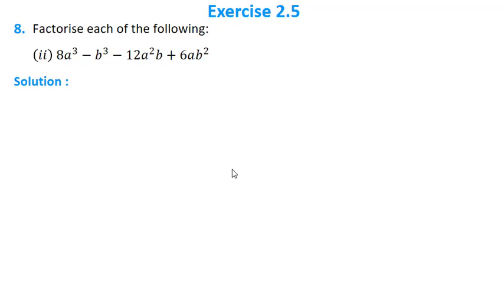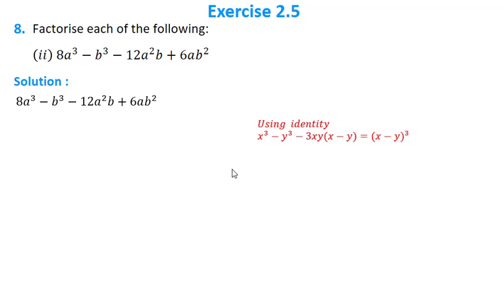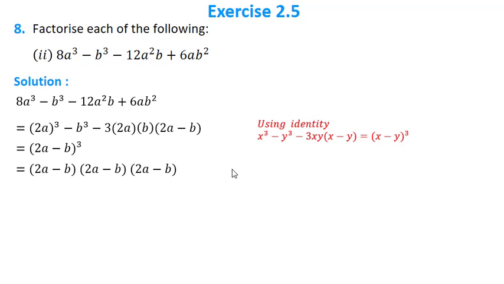Now let us see the next question. 8a cube minus b cube minus 12a square b plus 6ab square. So here it is of the form of x cube minus y cube minus 3x square y plus 3xy square. So we can say that it is x cube minus y cube minus 3xy in bracket x minus y, in that form we can rearrange, and hence we will write this as 2a the whole cube minus b cube minus 3 into 2a into b into 2a minus b, and this gives me 2a minus b the whole cube. So it is 2a minus b into 2a minus b into 2a minus b.